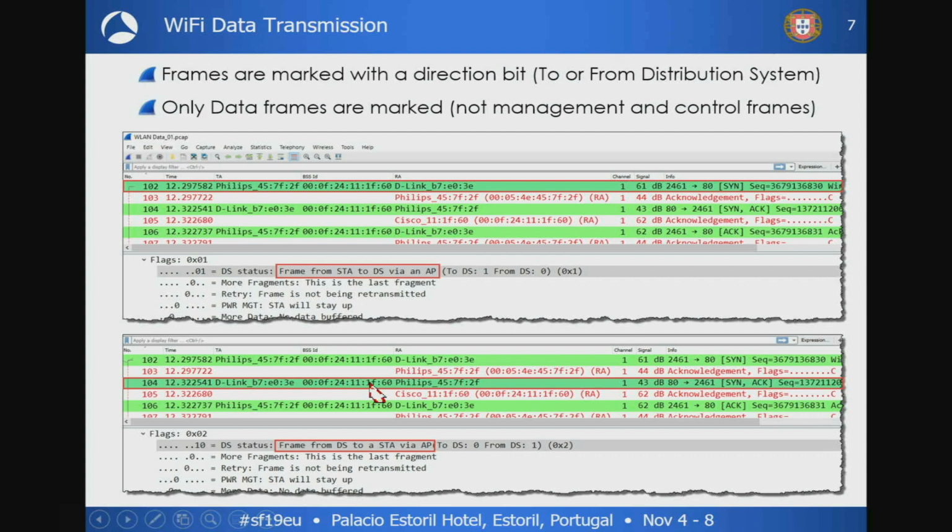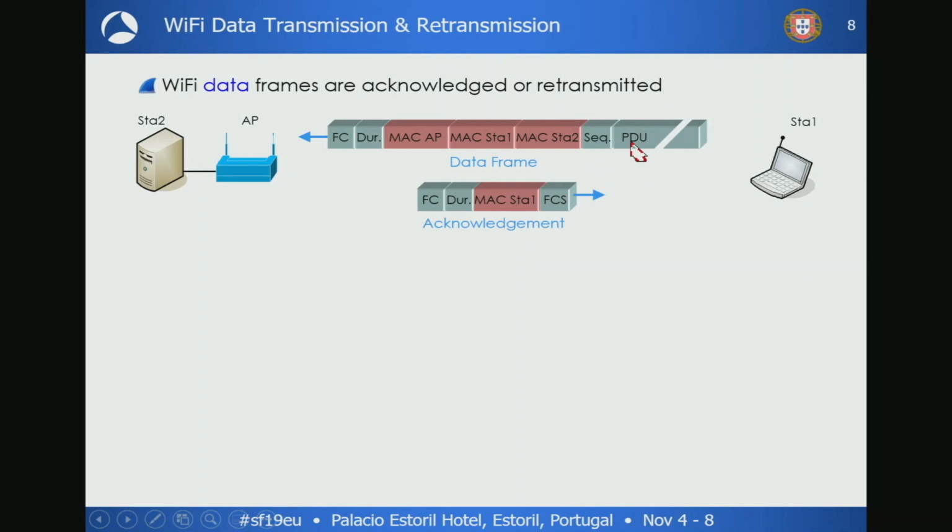So here it's either from distribution system or to distribution system. These are the two directions. If you want, you can also make a column with this one, of course. Now the acknowledge, one more time. Every packet in the air should be acknowledged. And the acknowledge has only one MAC address.